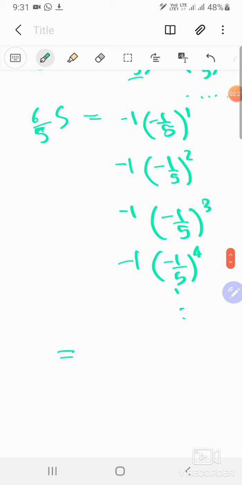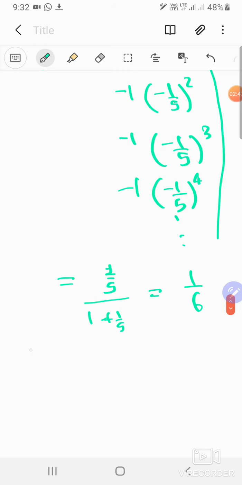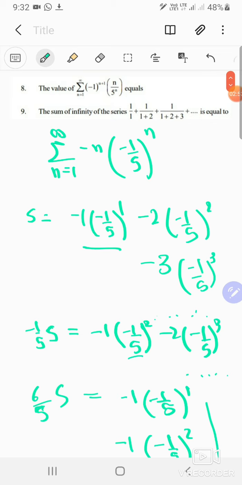So what we can do is use the fact that this is like an infinite geometric series, right? So this is just negative of negative 1 by 5, that's just 1 by 5, upon 1 minus the common ratio, but the common ratio is negative 1 by 5, so 1 plus 1 by 5, so we will have 1 by 6 over there. Okay, so that gives me s is equal to 5 upon 36. Cool. So this is 5 upon 36.